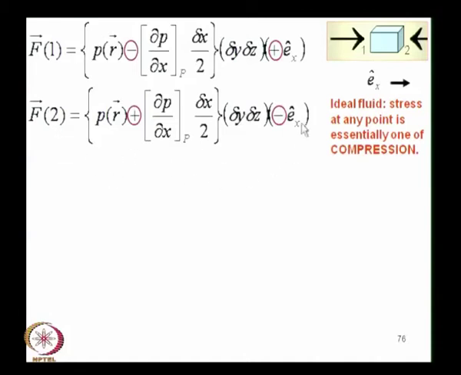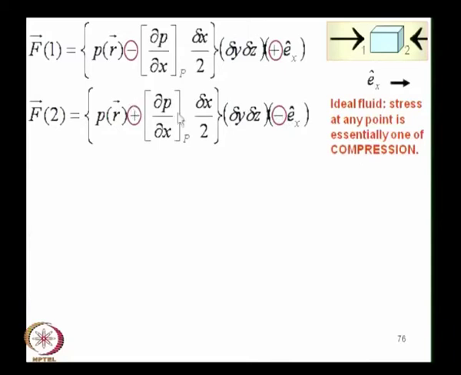The direction of this force is from right to the left. Why? Because it is an ideal fluid in which the stress is essentially one of compression. So, it has to be inward to the region you are talking about. So, there is a minus sign over here. And this force on the phase 2 is not the force at the point P, but to the right of it. So, it will be somewhat different, and the difference will be the pressure at the point P plus the rate at which the pressure changes with x multiplied by the displacement, which now is plus delta x by 2, because x is increasing from left to right. Okay. So, now we know why we have got a minus sign here, a plus sign here, and a plus sign here, and a minus sign here.